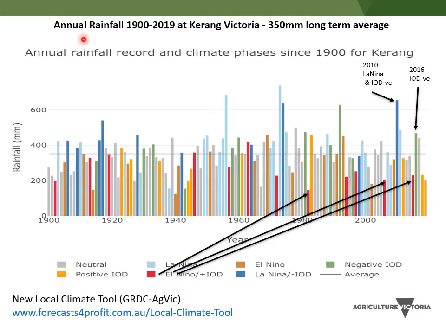Okay, now here I've got a rainfall record from a bit further away from you, up at Kerrang, but it's a pretty good indicator for what drives regional rainfall in your part of the world. This is from a new tool, a local climate tool, that we've got on the Forecast for Profit website, and it goes through the last 120 years of rainfall, but it's color coded depending on which climate driver was actually active in any particular year.